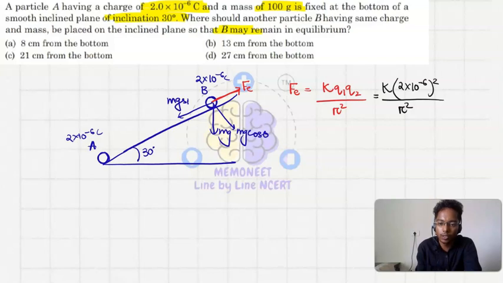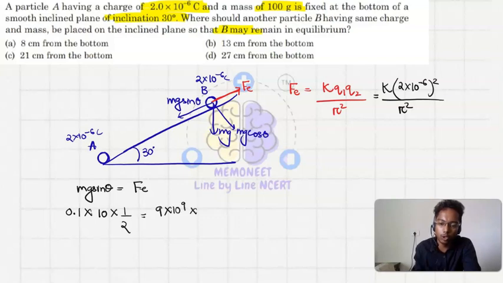So what it is trying to tell is that the B charge is in equilibrium, so mg sin theta must be equal to the electrostatic force. So mg sin theta equals Fe. So m, that is 0.1 kg, into g, that is 10, into sin theta, sin 30 is 1 upon 2, is equal to k, the value of k is 9 into 10 to the power 9, into q square, that is 4 into 10 to the power minus 12, upon r square.